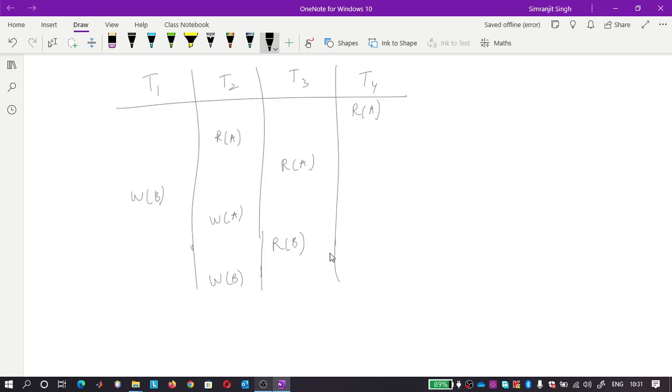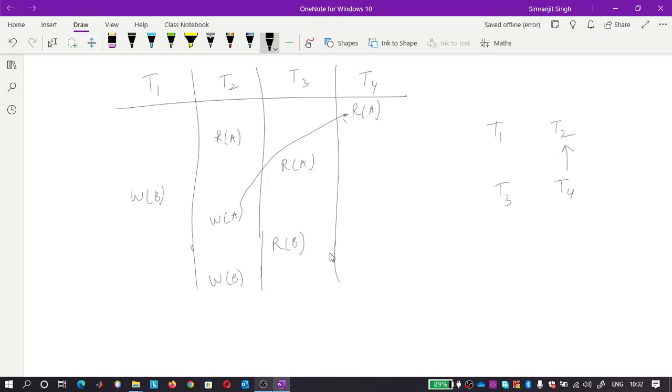Check the conflict from the time. So the first operation is RA. RA is not a conflict with RA, but RA with WA is a conflict. So you can directly write T1, T2, T3, and T4. From T4 to T2, you are able to find a conflict. So I'm just writing T4 to T2. Any other conflict? No, there is no other conflict.